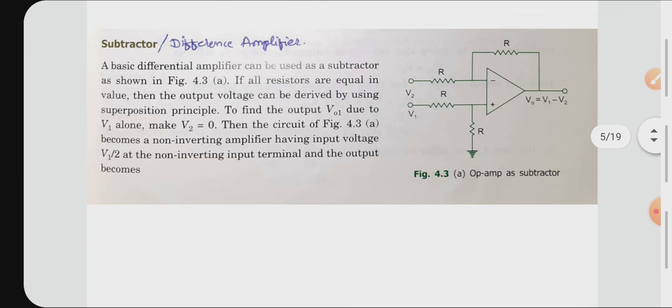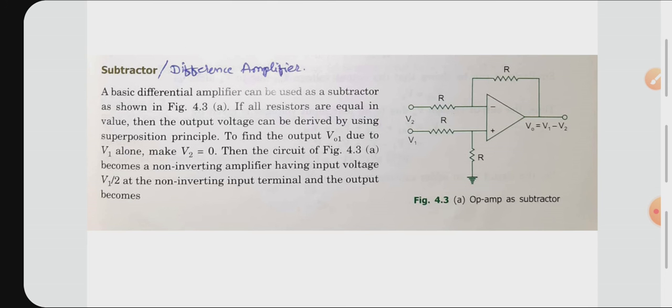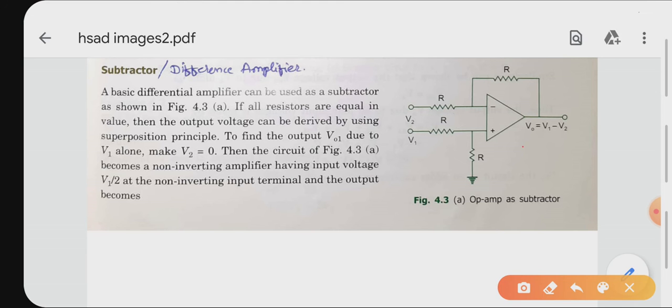Difference amplifier means subtractor. So a very simple definition, you can write: a circuit of operational amplifier in which output is the difference between the two input signals. You can see here output VO is V1 minus V2. V1 is the voltage applied at the non-inverting terminal, V2 is the voltage at the inverting input terminal. Two separate input voltages are applied. In the previous case only one input is applied and the other terminal is connected to ground. Here the two separate input voltages are applied to the two input terminals, so that output will be some difference between the two input voltages.